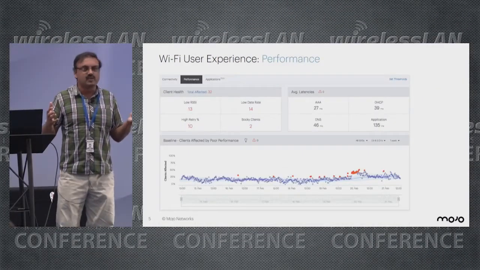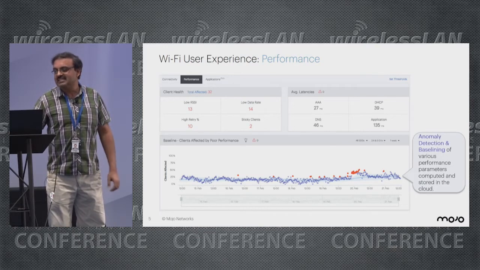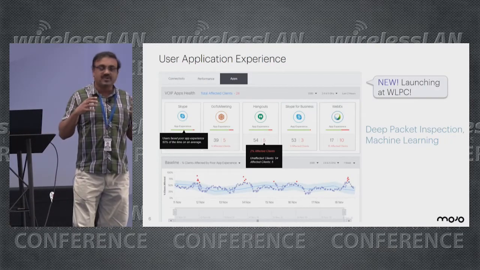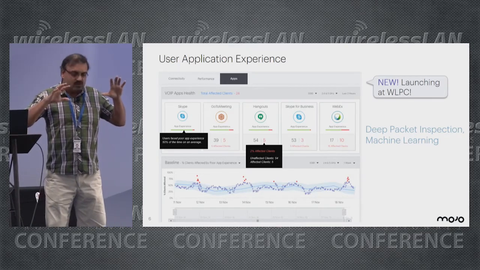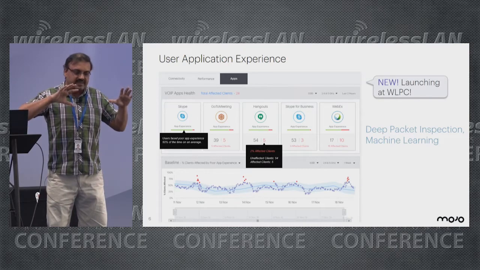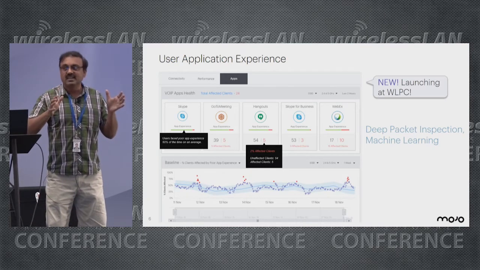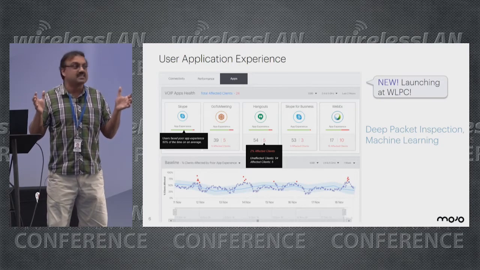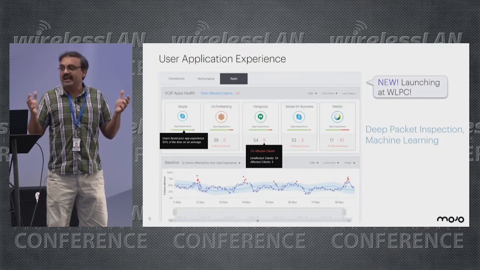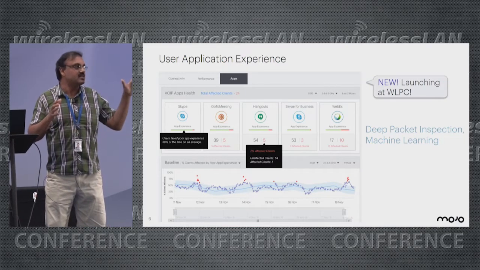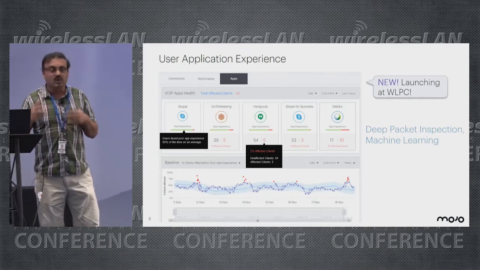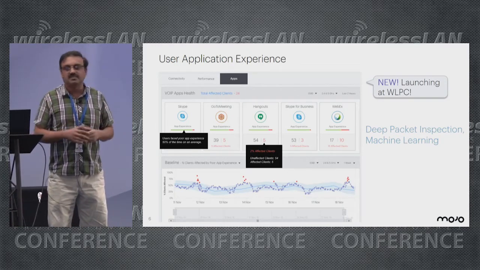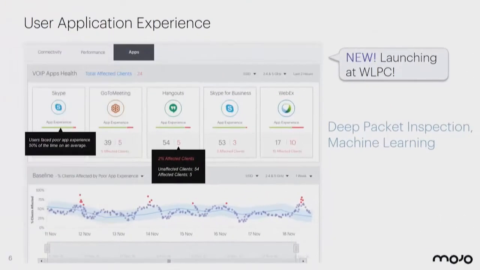In the same spirit, we would also like to launch something else at WLPC today, and this is what we call user application experience. A lot of times we talk about connectivity issues and performance issues. They are important, but finally what matters to a Wi-Fi user is whether their applications are working or not. That is the holy grail, and we are taking some steps towards achieving that. I'm happy to announce that this feature is in beta and close to production, and we would love some feedback on this.